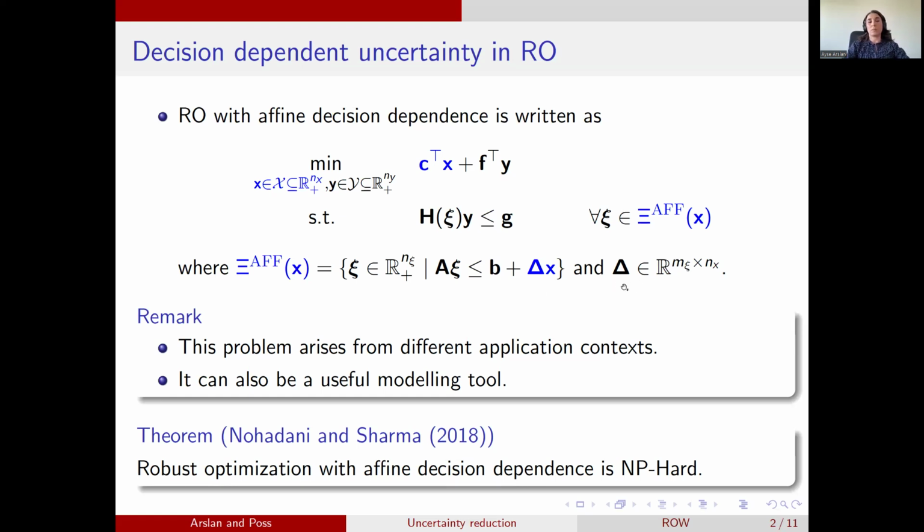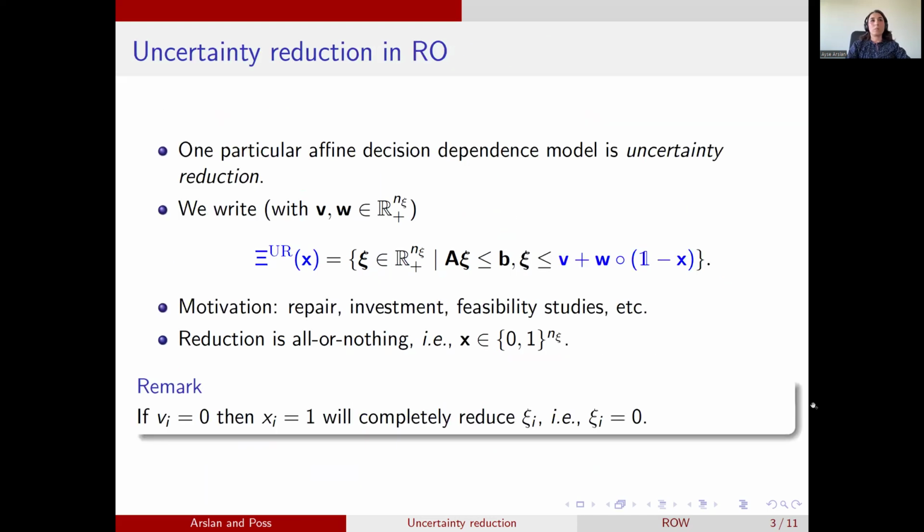Here you see that the matrix delta is either positive or negative, so it can have a positive or negative impact on the uncertainty. We can also imagine that the decision maker has some proactive actions that he can take that would reduce the uncertainty. So it's not only increasing the uncertainty, it can also be decreasing the uncertainty. This kind of model can also appear as a modeling tool in certain contexts, and I will talk a little bit about this when I talk about the literature. This specific decision-dependent structure, a robust optimization problem with this structure, was shown to be NP-hard by Nohadani and Sharma.